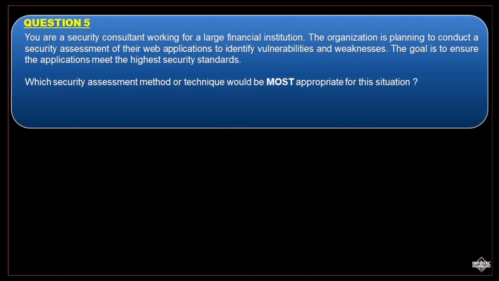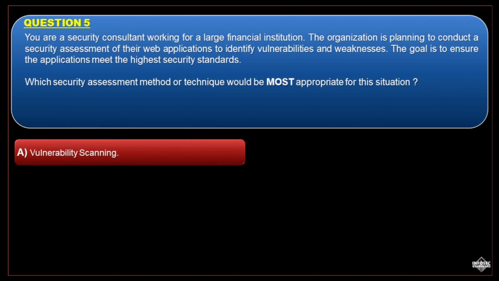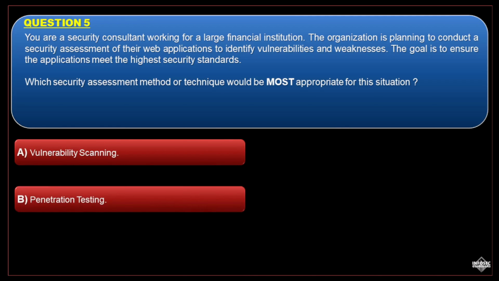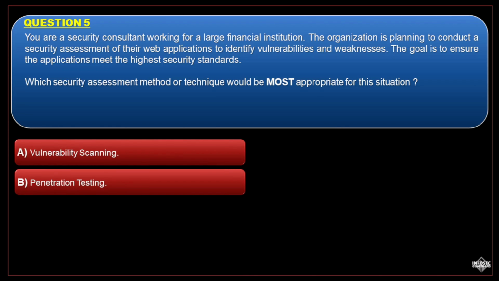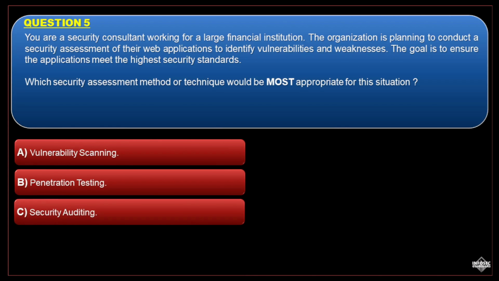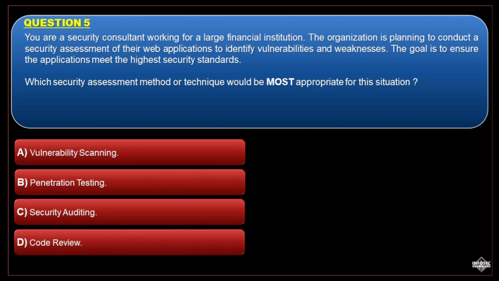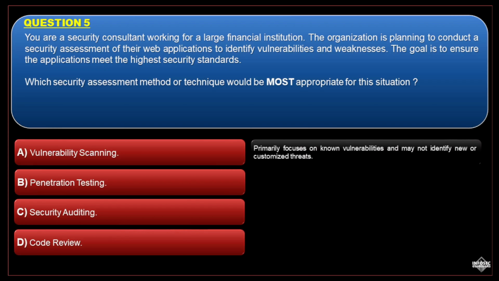Here go the options. Option A, vulnerability scanning. Option B, penetration testing. Option C, security auditing. Option D, code review. Let us now review each option and check if they are suitable for this scenario. Option A. Vulnerability scanning.